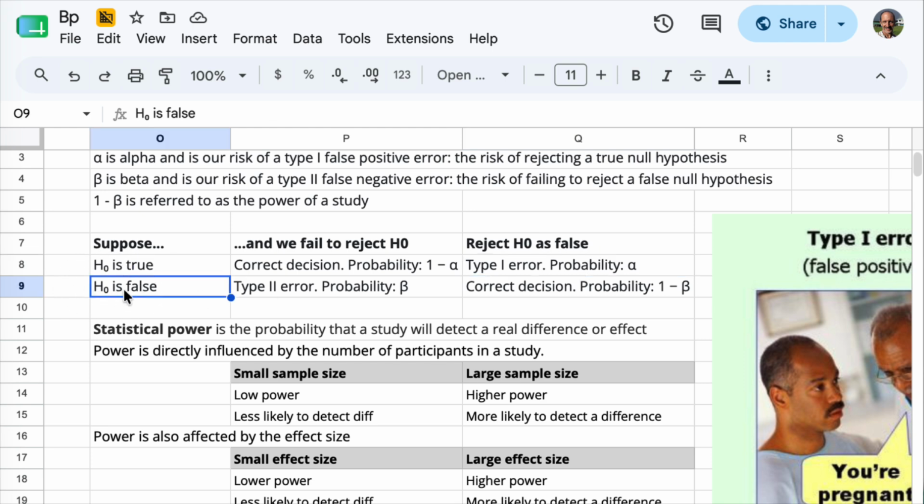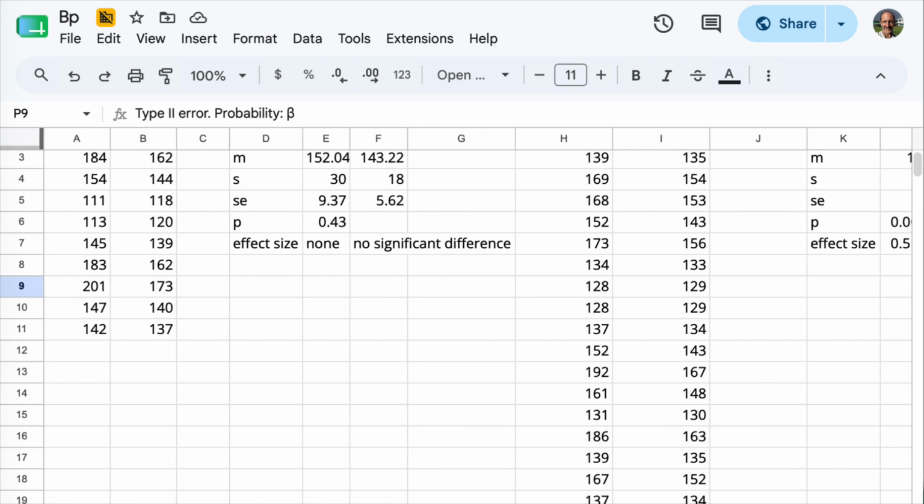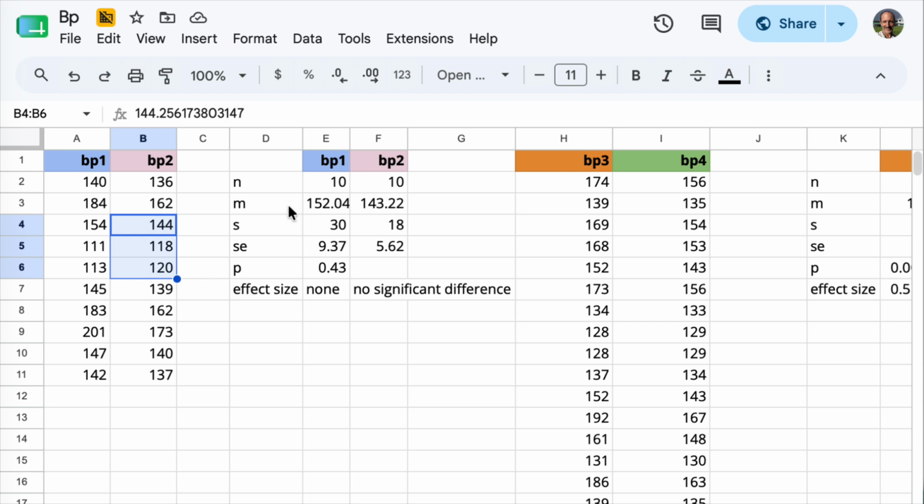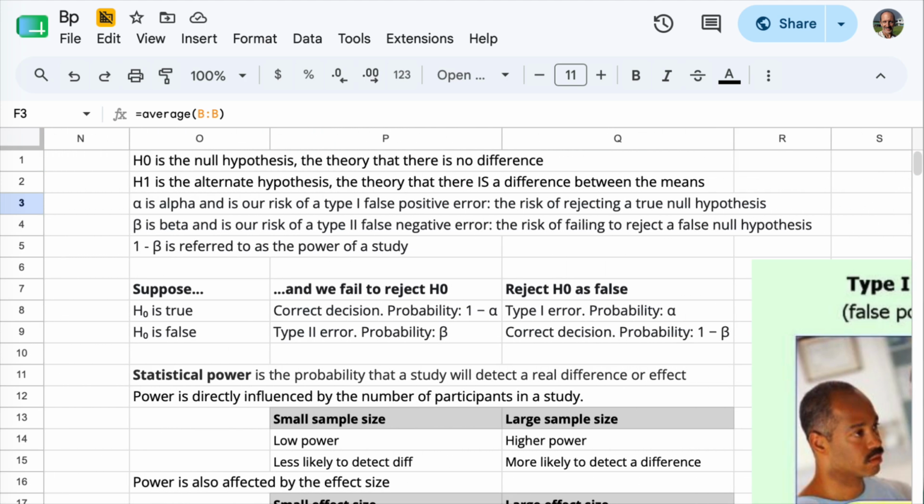If the null hypothesis is indeed false, if there really is a difference, and we fail to detect that difference, that's a type 2 error, probability beta. There may be a real difference in these first two data sets here, in the means, the mean of 152 and the mean of 143. Those differences might be real, but we say, no, we can't prove they're different, they overlap. Well, we may be wrong, and if we're wrong, that's a type 2 false negative error. We have failed to detect a difference when we should.